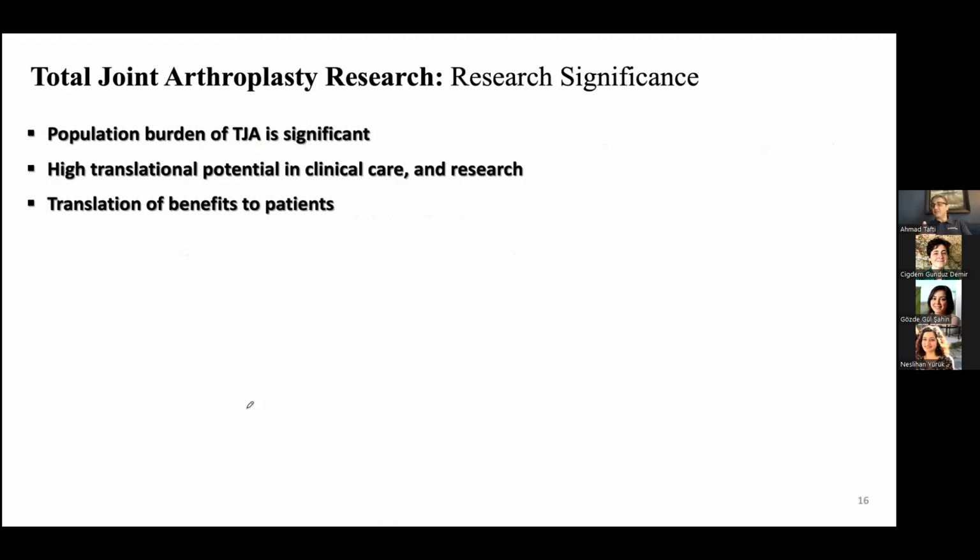And the research significance, as we already discussed, is the population. We have in the United States a burden of total joint arthroplasty. It's very significant to us. And there is a high translational potential in clinical care, and also in research activity, and also translation of benefits to our patients. So patients will receive a list of benefits, including their insurance. We can turn long-term hospitalization into short-term hospitalization if we can develop some sort of AI models to tackle those problems. And these are just a few benefits we can provide to our patients.